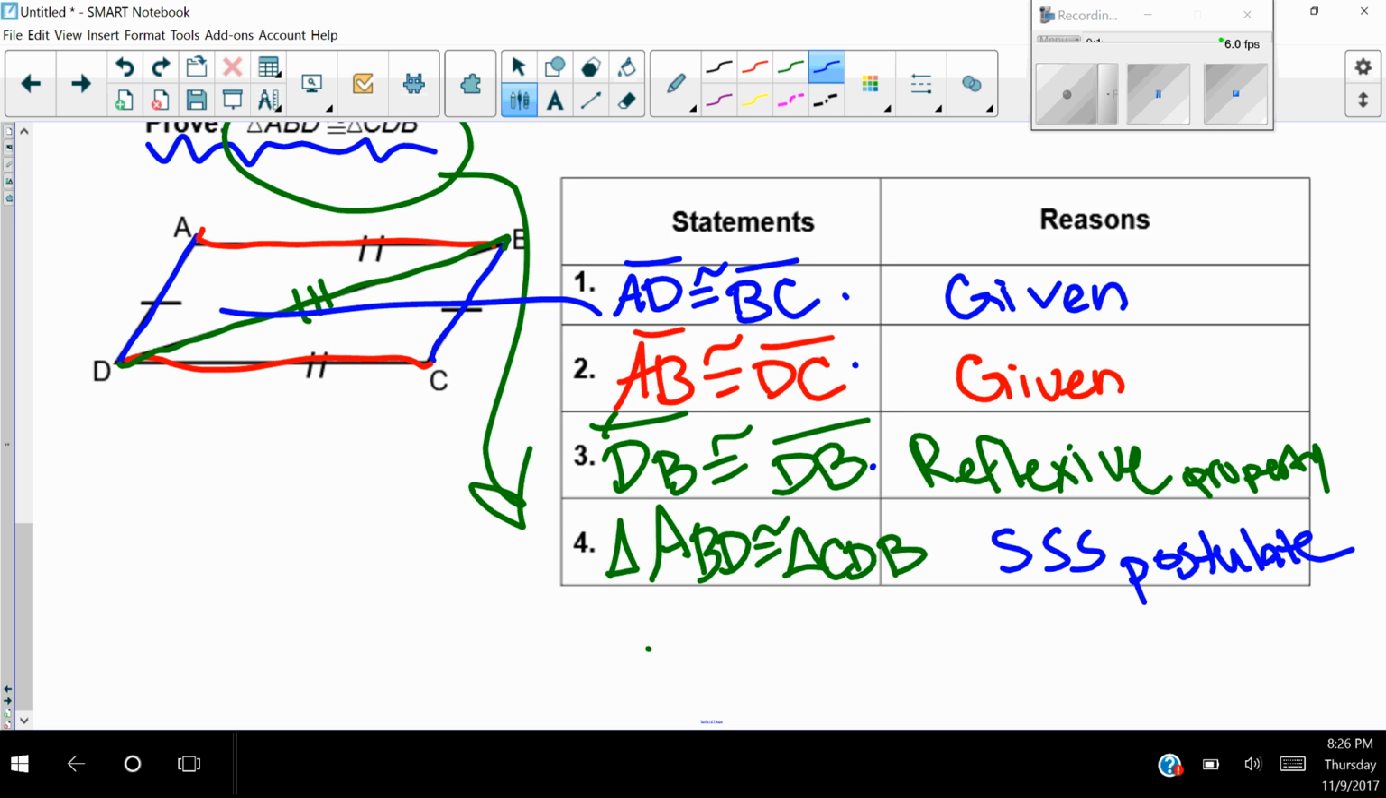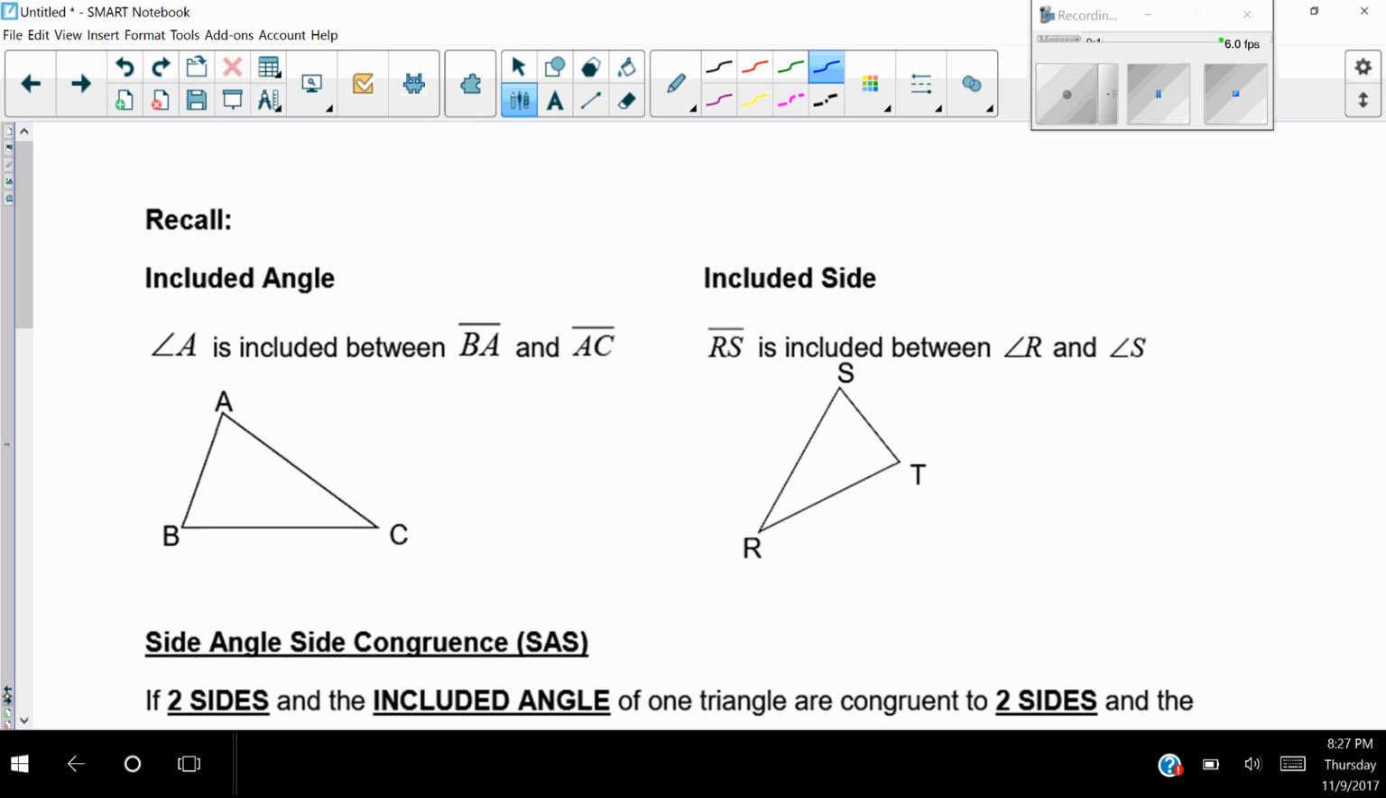Side, side, side postulate. Okay, guys, go ahead and flip your paper over. I want to go over real quick, before we go over the next one, included angle and included side. So if A is an included angle, right here, this is A, it's included between the two sides. The A is included between AB and AC. You guys see the A's in between those.